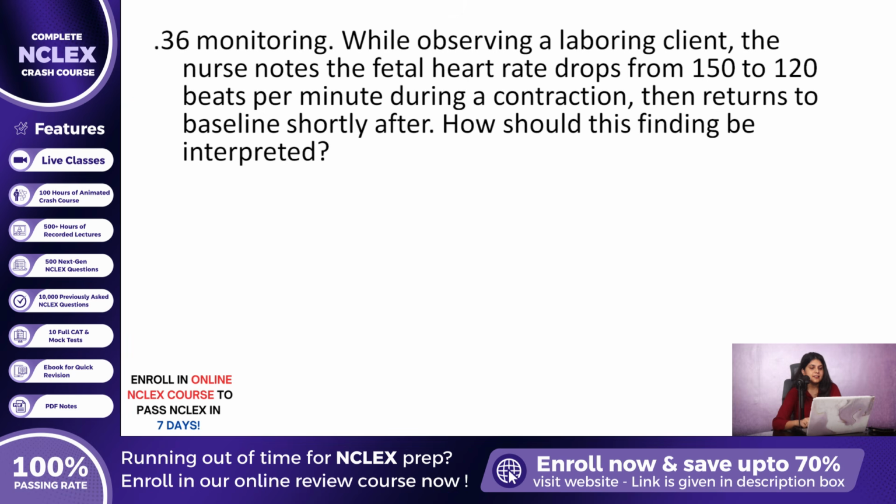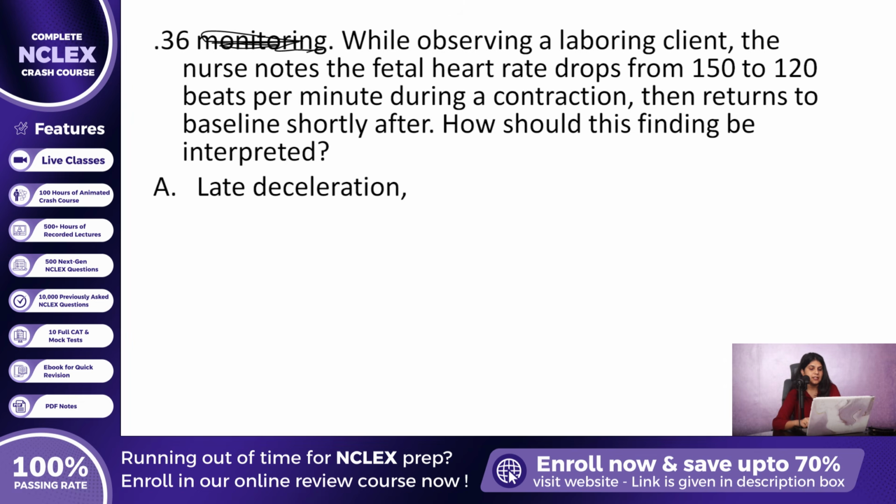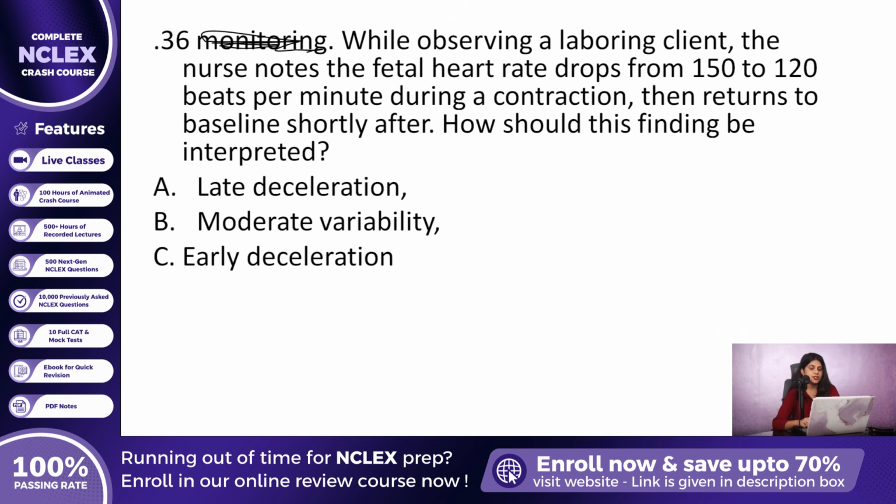Question 36. Let us now focus on fetal monitoring. While observing a laboring client, the nurse notes the fetal heart rate drops from 150 to 120 beats per minute during a contraction, then returns to baseline shortly after. How should this finding be interpreted? The options are A. Late deceleration, B. Moderate variability, C. Early deceleration, or D. Marked variability.